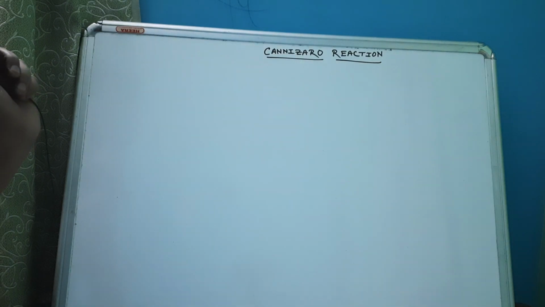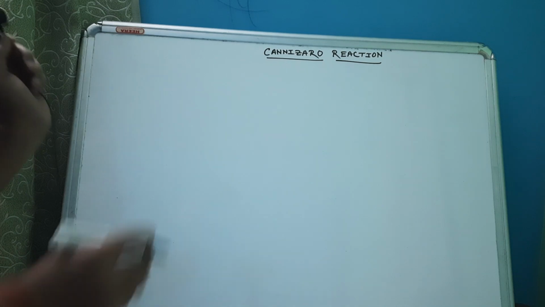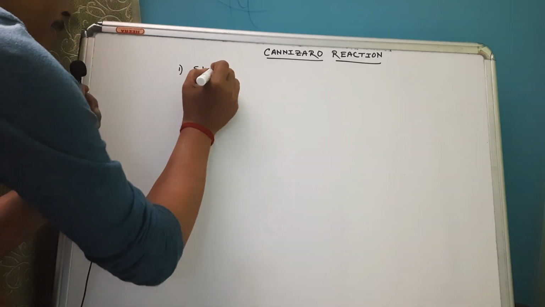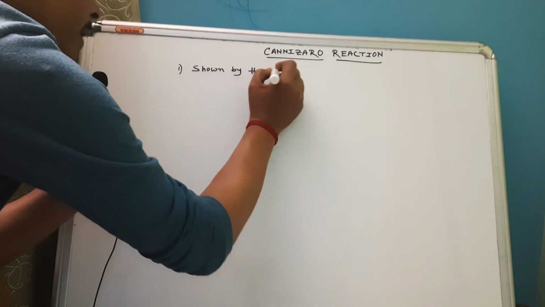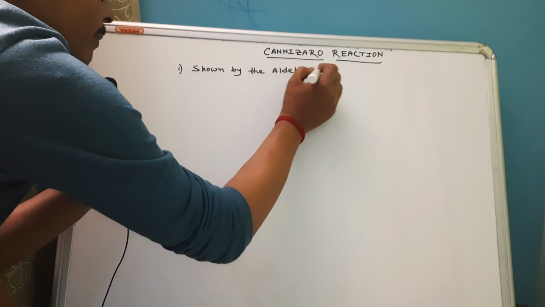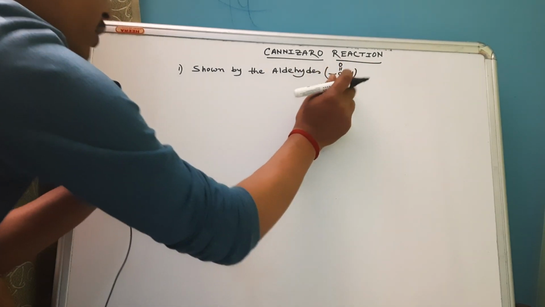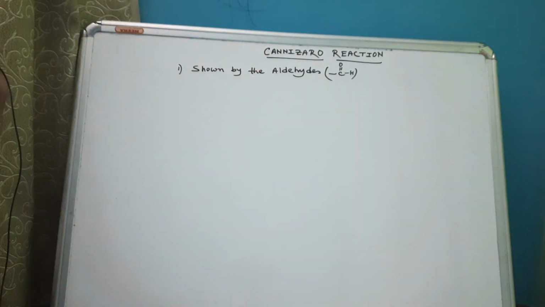Okay, so let's move to the whiteboard. What is the Cannizzaro reaction? Cannizzaro reactions are basically the reaction shown by aldehydes. Aldehyde compounds must have this functional group.